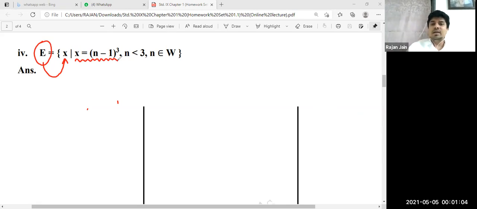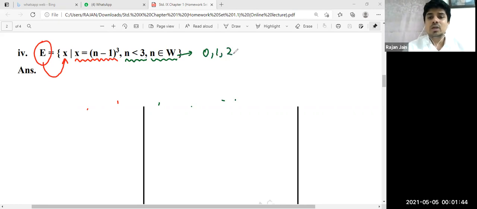अभी ये n क्या है? In order to get n, there are two conditions given over here. Okay, n has to satisfy both the conditions. What is the condition on n? It has to be less than 3. Okay, and n should belong to a set of W. W matlab whole numbers. Whole numbers start from what? 0. 0 will be a possible value of n. 1 will come, 2 will come, 3 cannot come because मेरा और एक condition क्या है? n should be less than 3. So which are the whole numbers less than 3? Whole numbers less than 3 are 0, 1, 2.